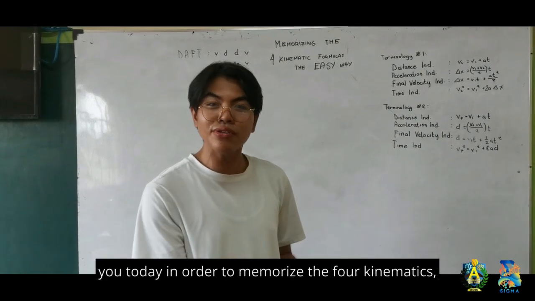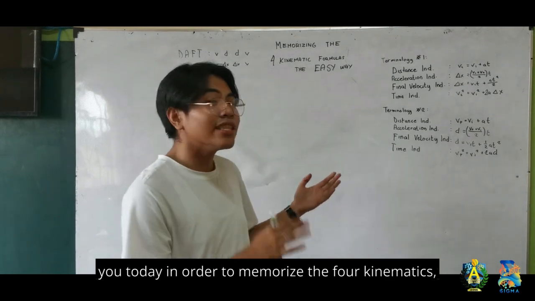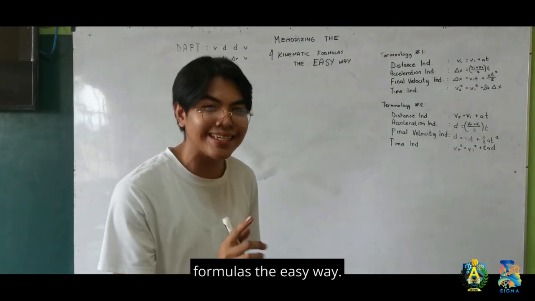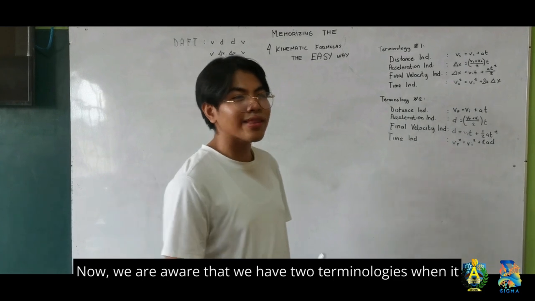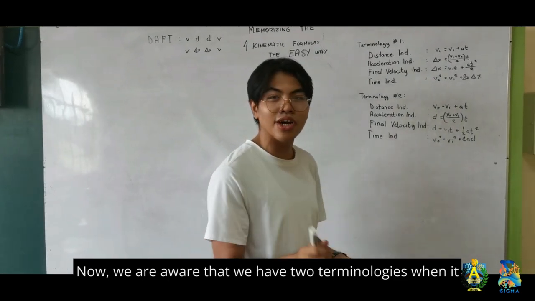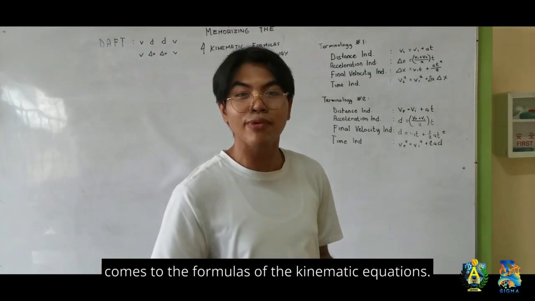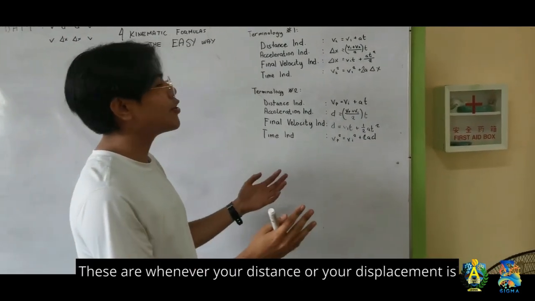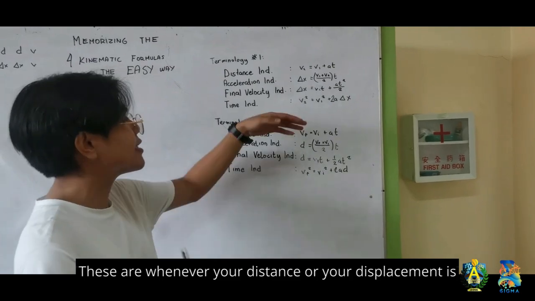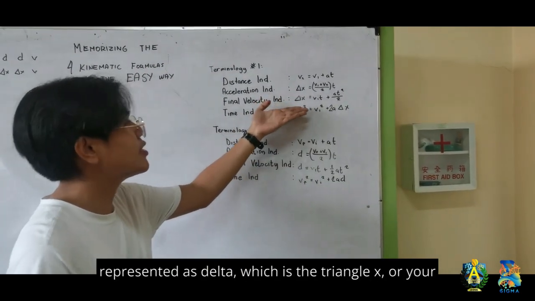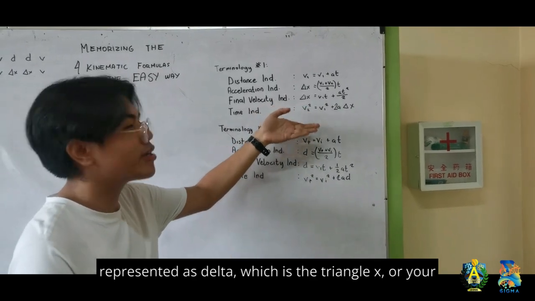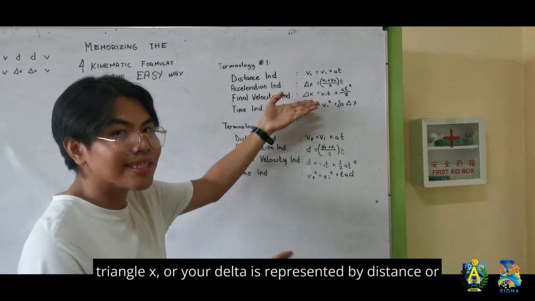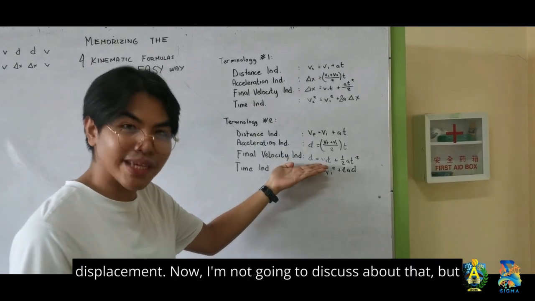Today we have a physics technique that I wanted to show you in order to memorize the 4 kinematics formulas the easy way. Now we are aware that we have 2 terminologies when it comes to the formulas of the kinematic equations. These are whenever your distance or your displacement is represented as delta x, the triangle x, or by distance or displacement.